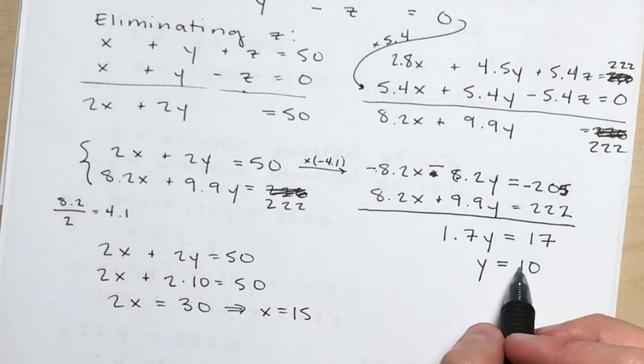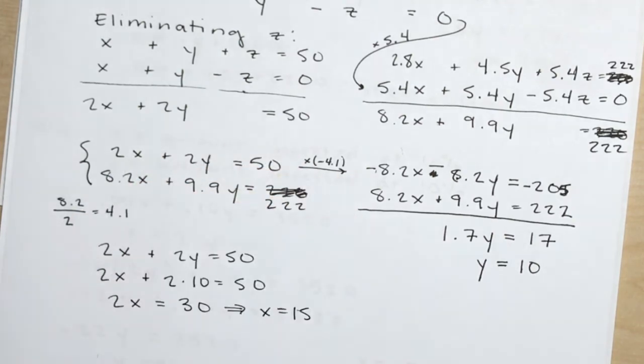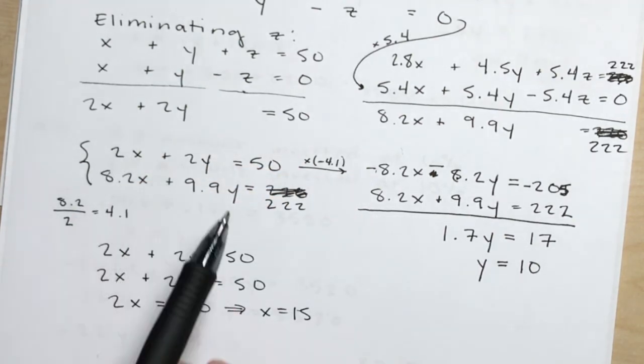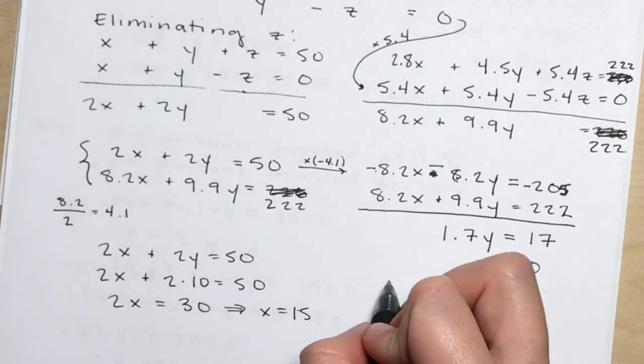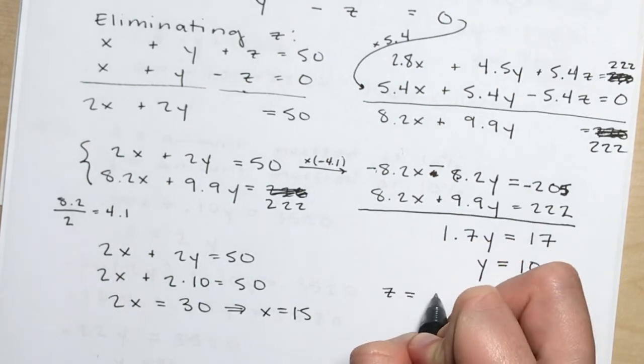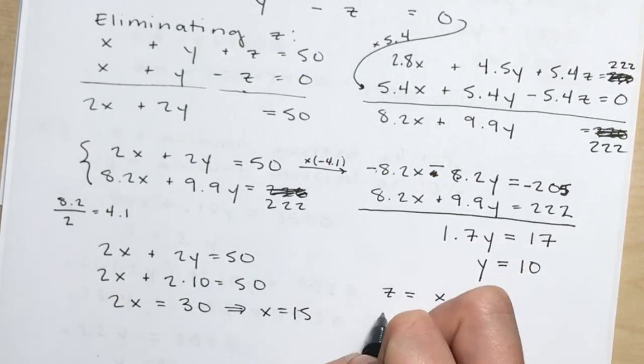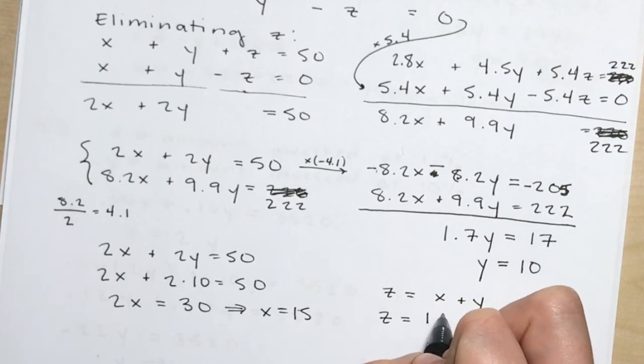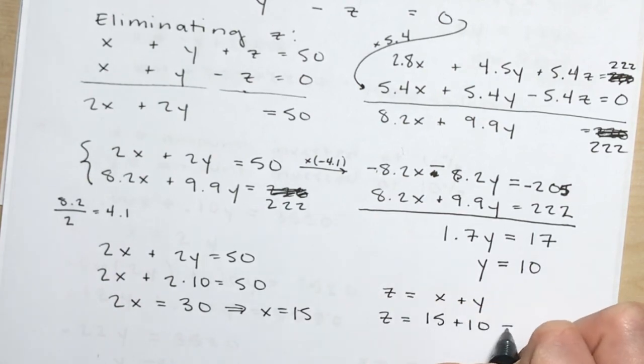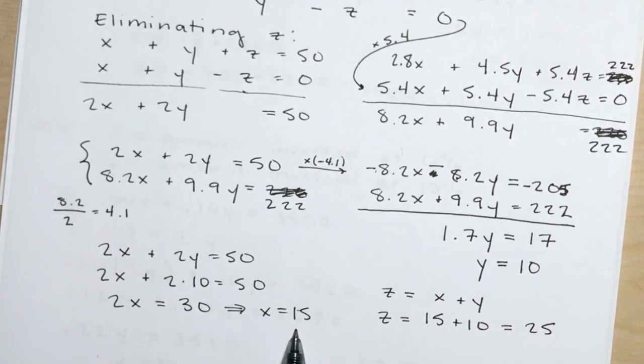So we've now solved for both variables in this 2 by 2 equation, so we can go back to the original. We know that z is equal to x plus y, so z is 15 plus 10, or 25. So we have 15 pounds of peanuts, 10 pounds of pecans, and 25 pounds of Brazil nuts.